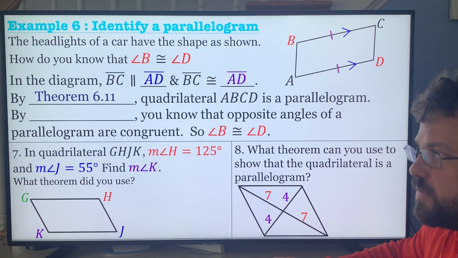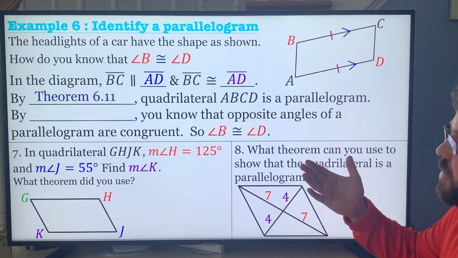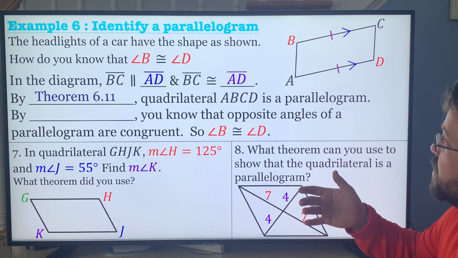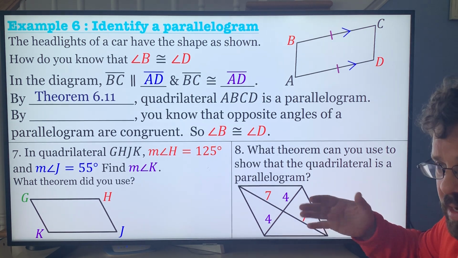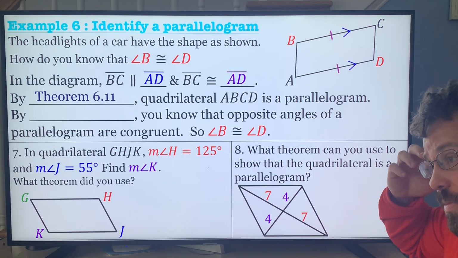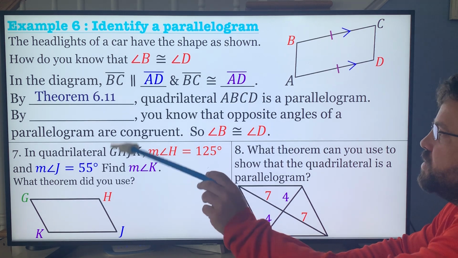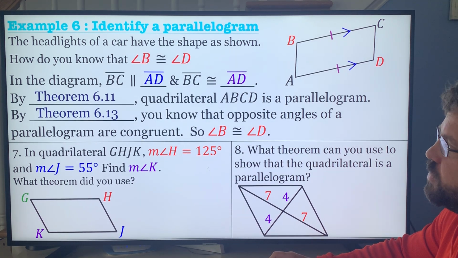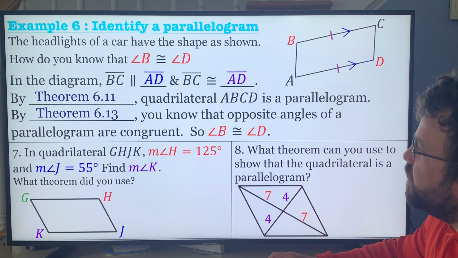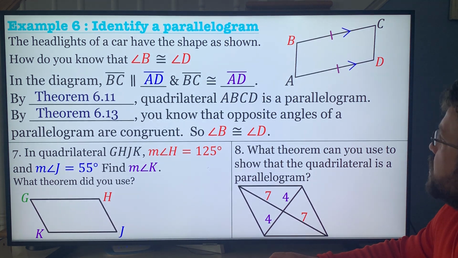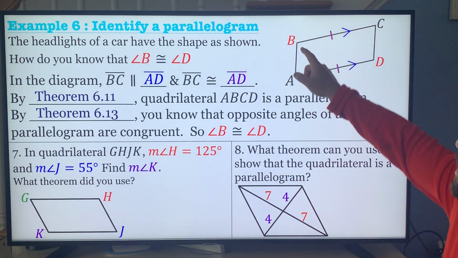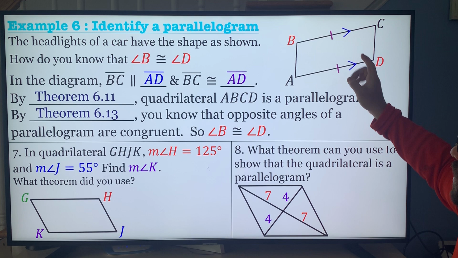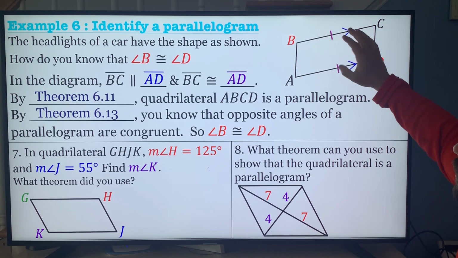Theorem 6.11 says if you have two congruent sides, and they are also parallel, the quadrilateral is a parallelogram. That's 6.11. So by 6.13, you know that the parallelogram has congruent opposite angles. So that means that angle B has to equal angle D. So we're using 6.11 to prove that this is a parallelogram.